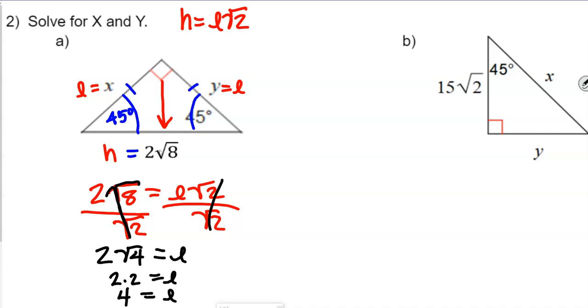So L is equal to 4. Now, what are our L's up here? Our X and our Y, okay? So the next one, a little bit different, but very similar, okay?